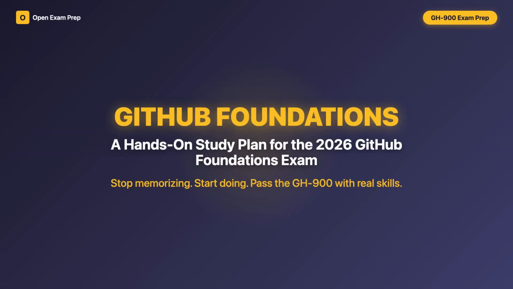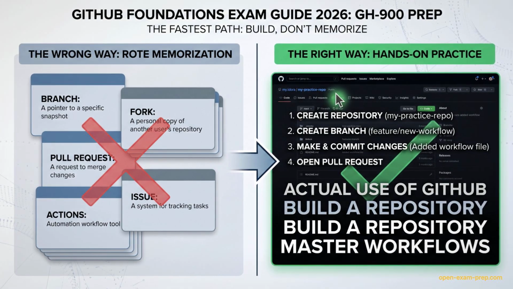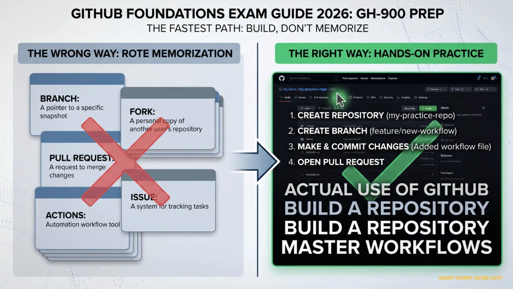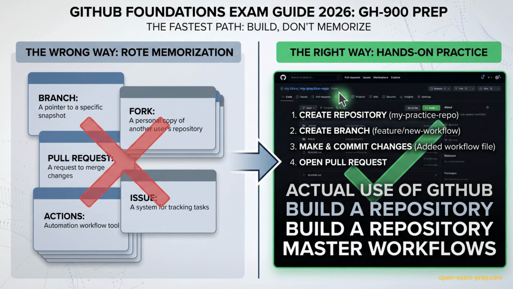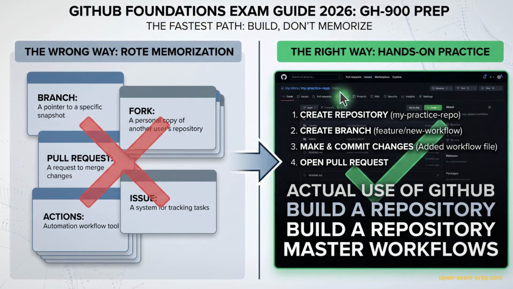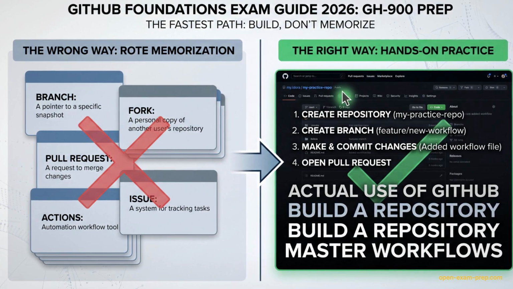Passing the GitHub Foundations exam isn't about memorization. It's about hands-on skill. Here's how to prepare effectively. Many candidates approach the GitHub Foundations exam like a vocabulary test, memorizing definitions for terms like fork, pull request, and issue. This is a common mistake.